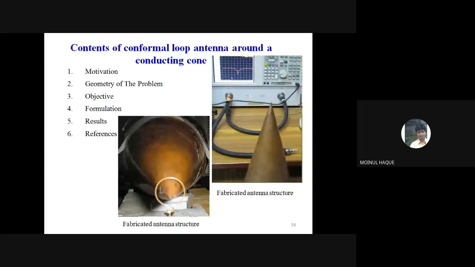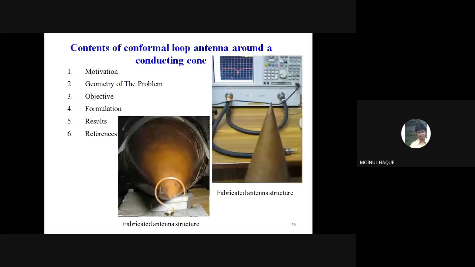I'm just waiting, how we have designed these conformal antennas. Yes, sir. Visible, sir. It is visible now. Okay.